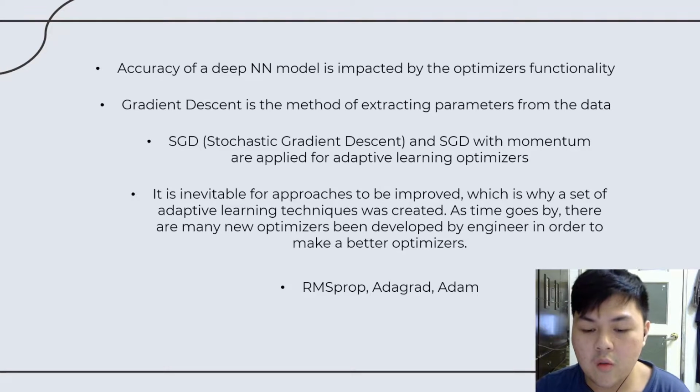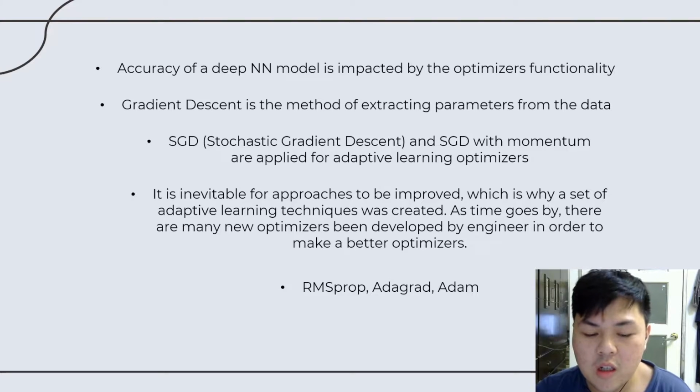This is why a set of adaptive learning techniques was created. However, as time goes by, there are many new optimizers that have been developed by engineers in order to make better optimizers. The invention of adaptive learning algorithms such as RMSprop, AdaGrad, and Adam, which compute the learning rate for each parameter, was a step toward creating a better optimizer. And deep neural networks frequently use the Adam optimizer by default, according to recent research.